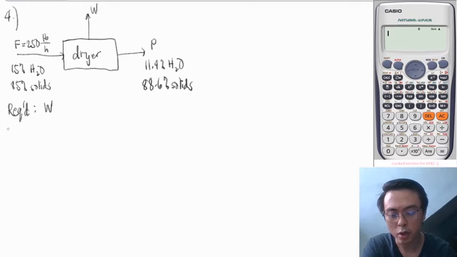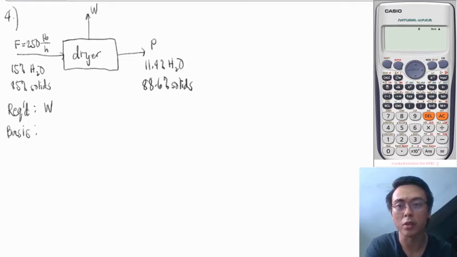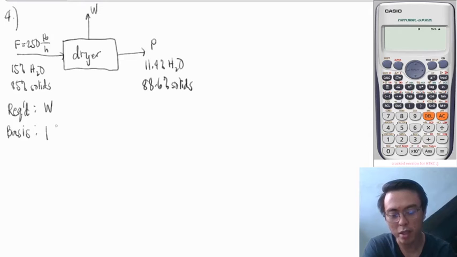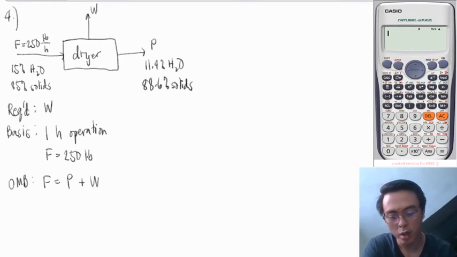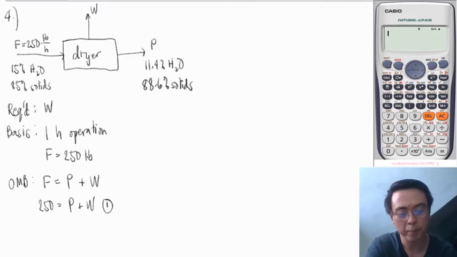So let's start with the solution. What is your basis? The basis would again come from the mass flow rate of the feed, that's 250 pounds per hour. Therefore, a very good basis is 1 hour of operation. That gives us a value of F of 250 pounds. Next, OMB. F equals P plus W. We have a value of F, so 250 equals P plus W. That's equation number 1 for your OMB.